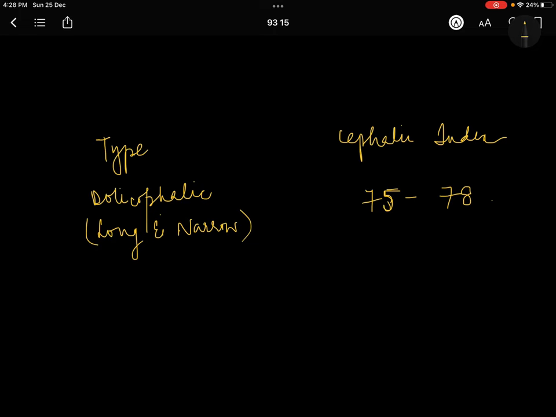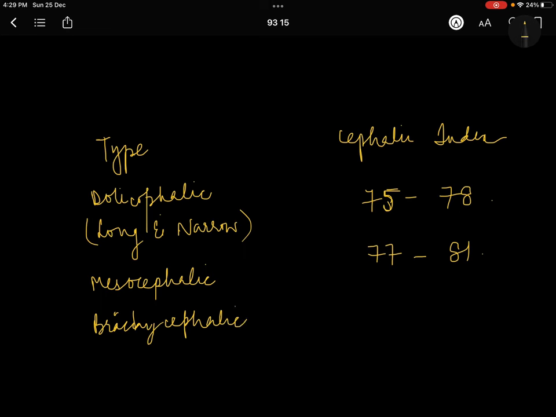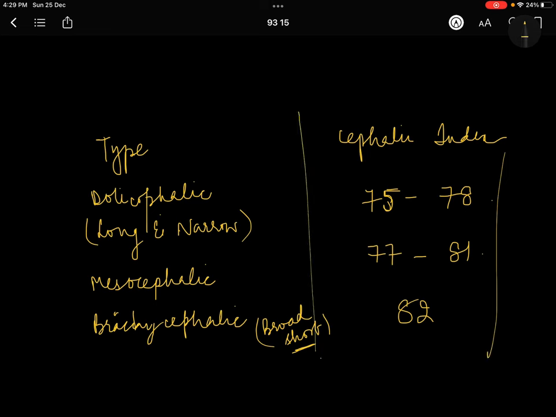Then you can say mesocephalic, which is not very long or very wide. So a medium type of head, somewhere around 77 to 81. And then comes your brachycephalic head. Brachycephalic we saw is a broad, short head. Broad is more, that means breadth is greater than the length. In dolicephalic, length was more and width was less. So this is a broad short head, and above 82, a cephalic index will be a brachycephalic head.